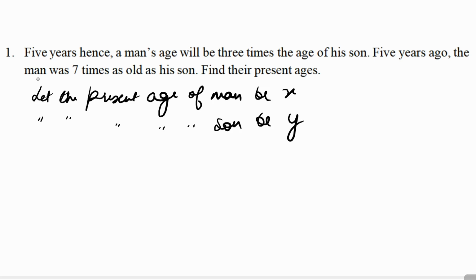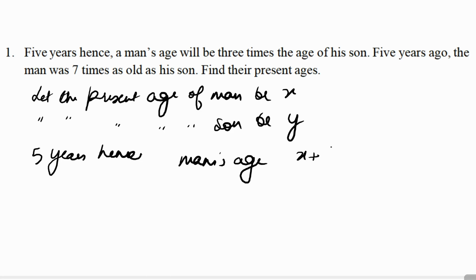So the first condition is 5 years hence. 5 years hence means 5 years later, that is 5 years into the future. 5 years hence, man's age will be x plus 5. Your age will increase by 5, and son's age will be y plus 5.